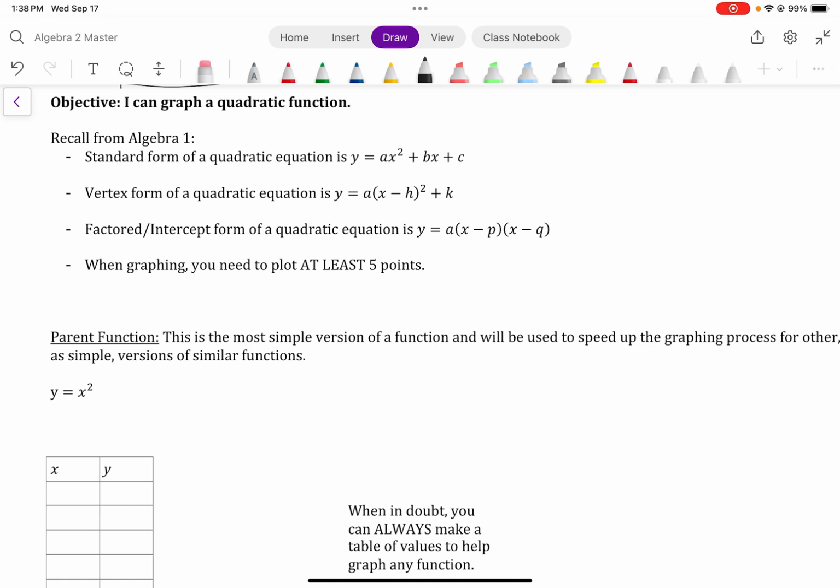You could have standard form, vertex form. We called it in Algebra 1 factored form, but the better name is intercept form. Those are the three formats you're going to see. They tell us slightly different things, but when you're graphing, you're always going to need at least 5 ordered pairs.